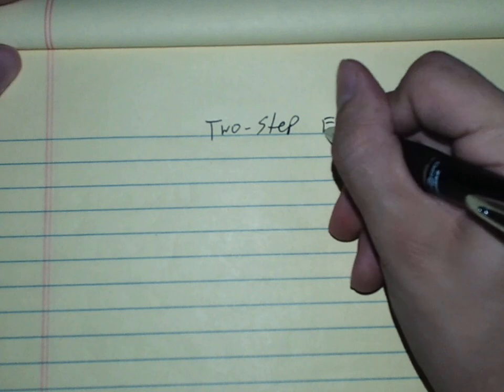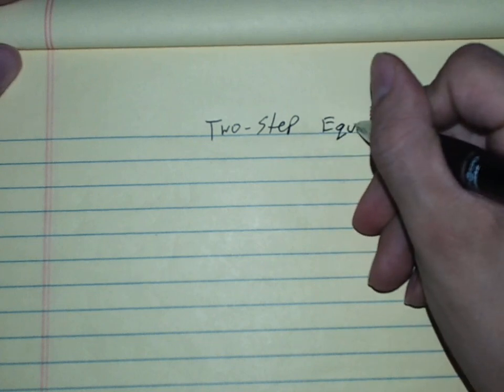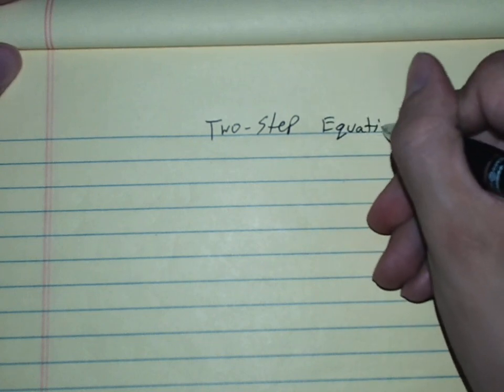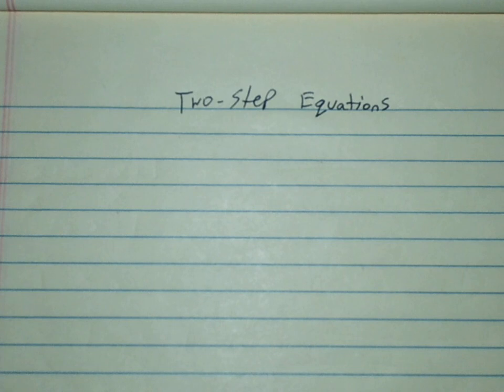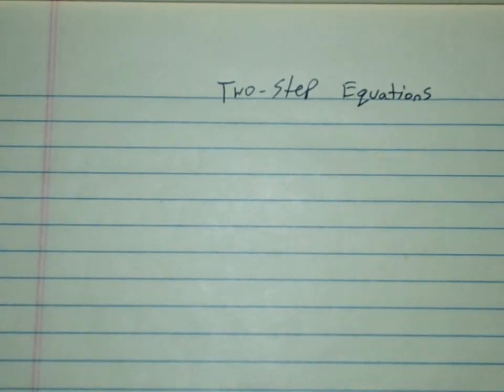Two-step equations. Alright, and I'll zoom in a little bit more. So what is a two-step equation? Yesterday was examples of one step. You only need to cancel one thing to get x by itself. Today, with two-step equations, it looks something like this.